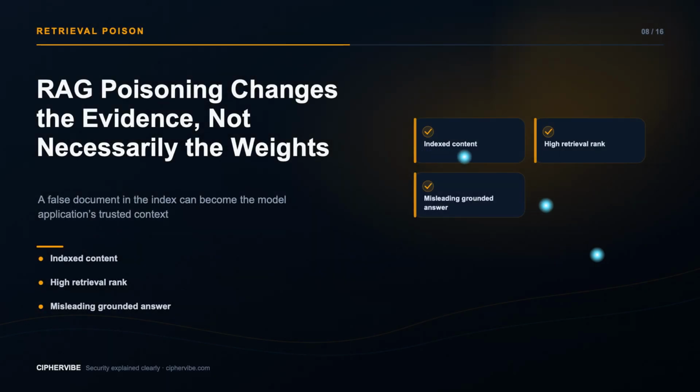Retrieval poisoning is related but different. A false or manipulated document enters a search or vector index and ranks highly for a question. The underlying model weights may be unchanged. The application produces a misleading answer because it was grounded on poisoned context. Defenses, therefore, must cover data ingestion and retrieval at runtime, not only model training.